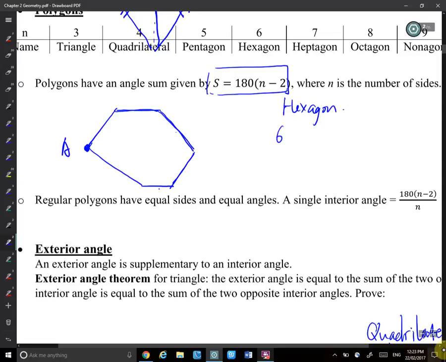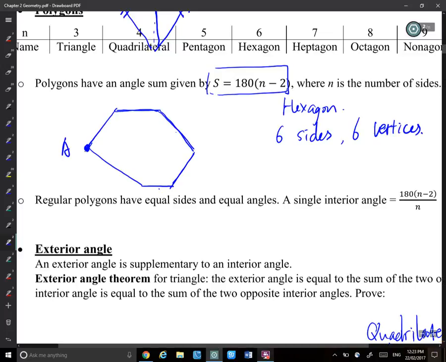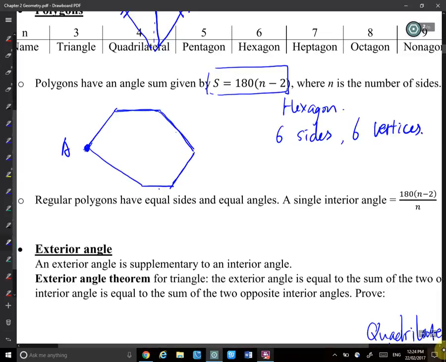We have 6 sides and 6 points, vertices. I want to connect from this point A to other points to make lines, but I cannot connect to the two adjacent ones. So what I can connect to will be this one, and this one. So how many lines can I actually make?